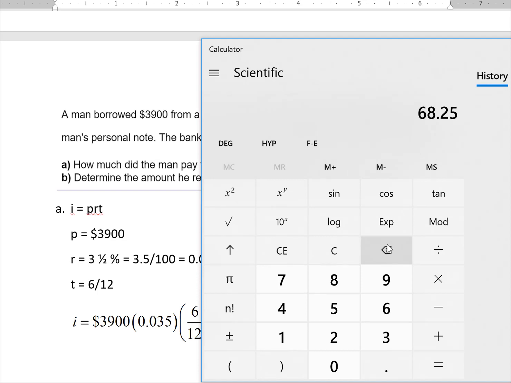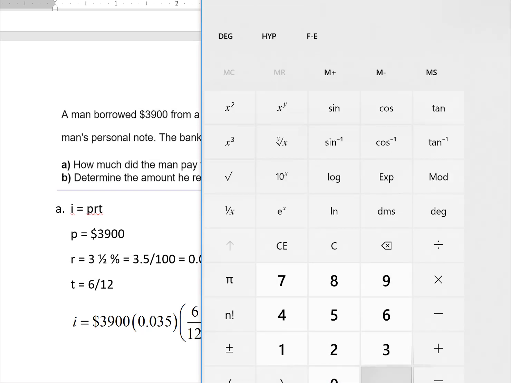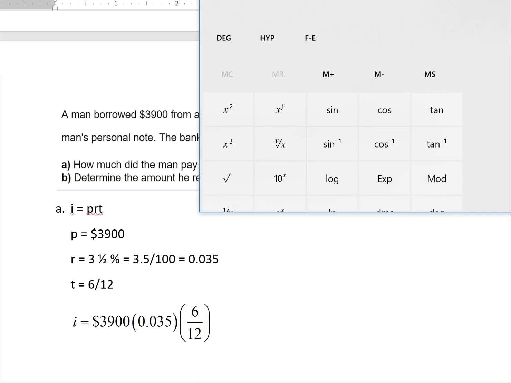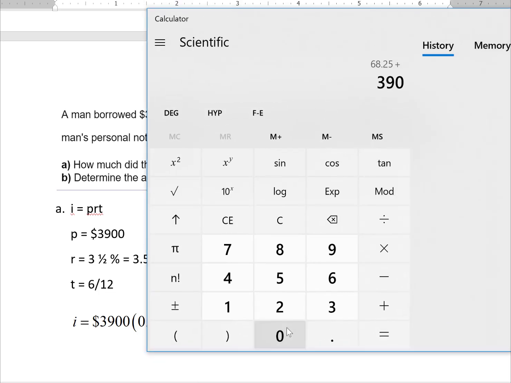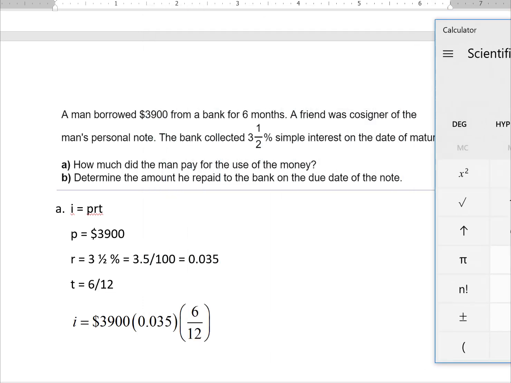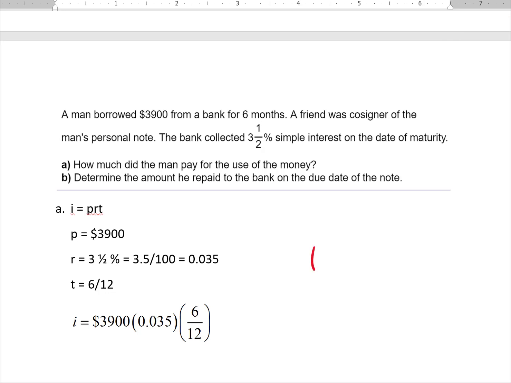And so the interest that he pays is $68.25. And then the total amount he's going to have to pay back to the bank at the end of the time period is going to be the interest plus the amount he borrowed, which was $3,900. So he'll pay back $3,968.25. So again, his interest was $68.25.